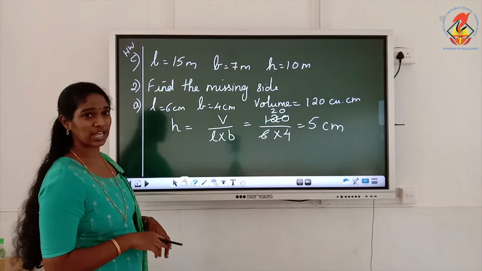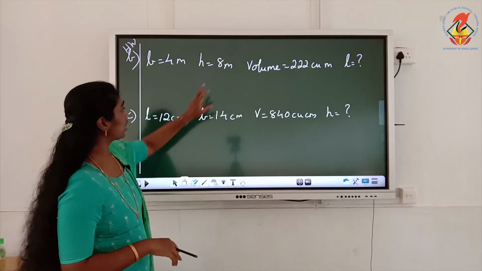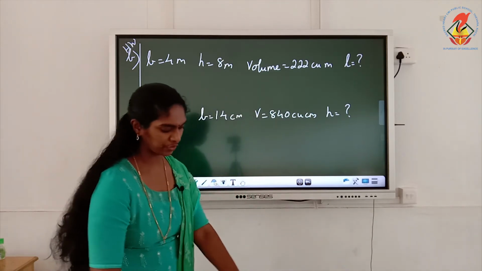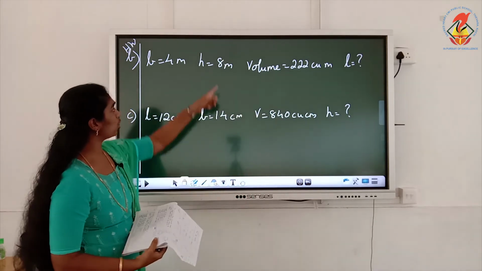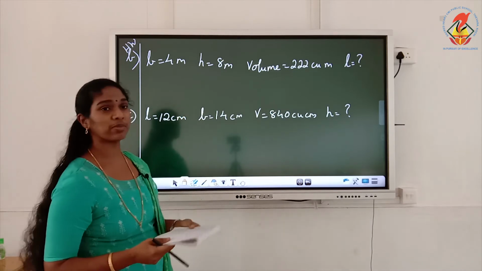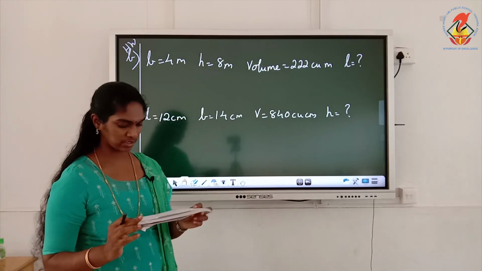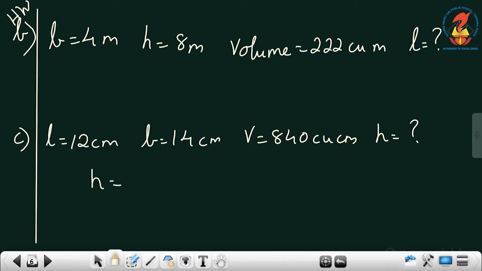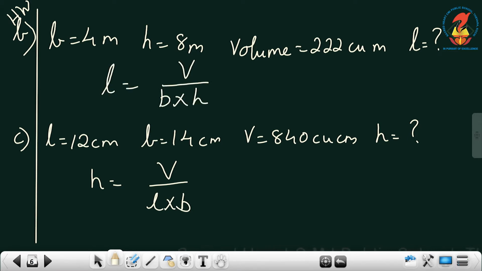Previous question also was height. So doesn't matter. But here, it is L. You have to find out L over there. So it is volume divided by breadth into height. Okay. So here we will find out H. H is equal to volume divided by L into B. When it is over here, L is equal to volume divided by B into H. Okay. So you just do that.